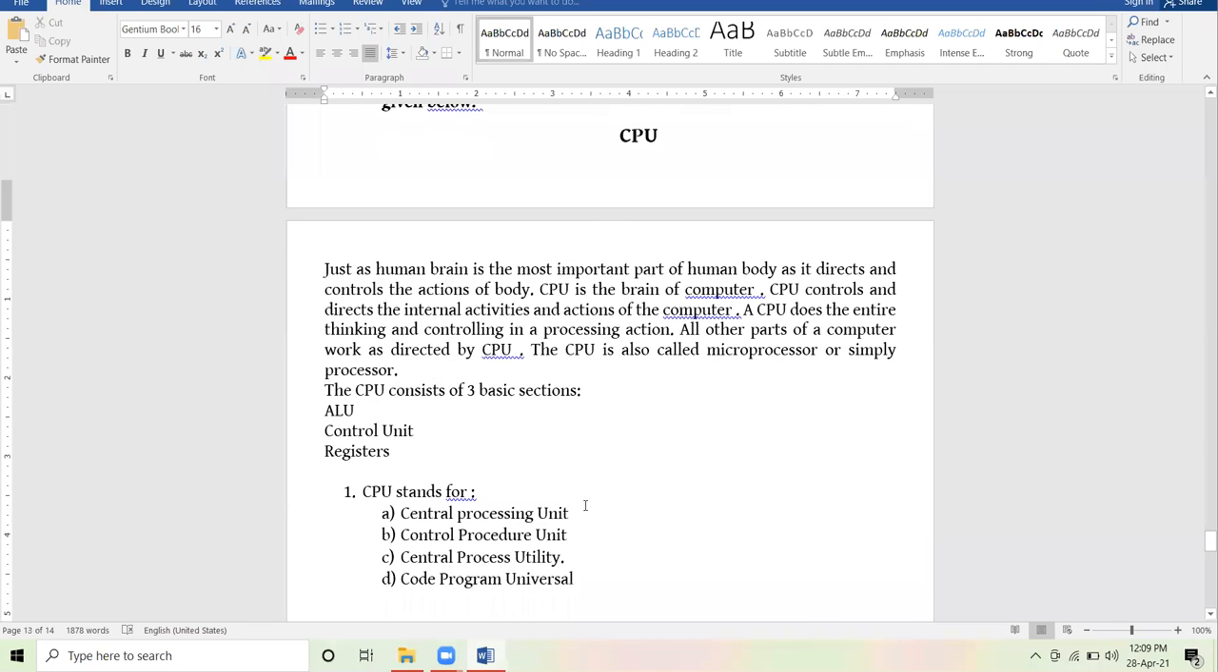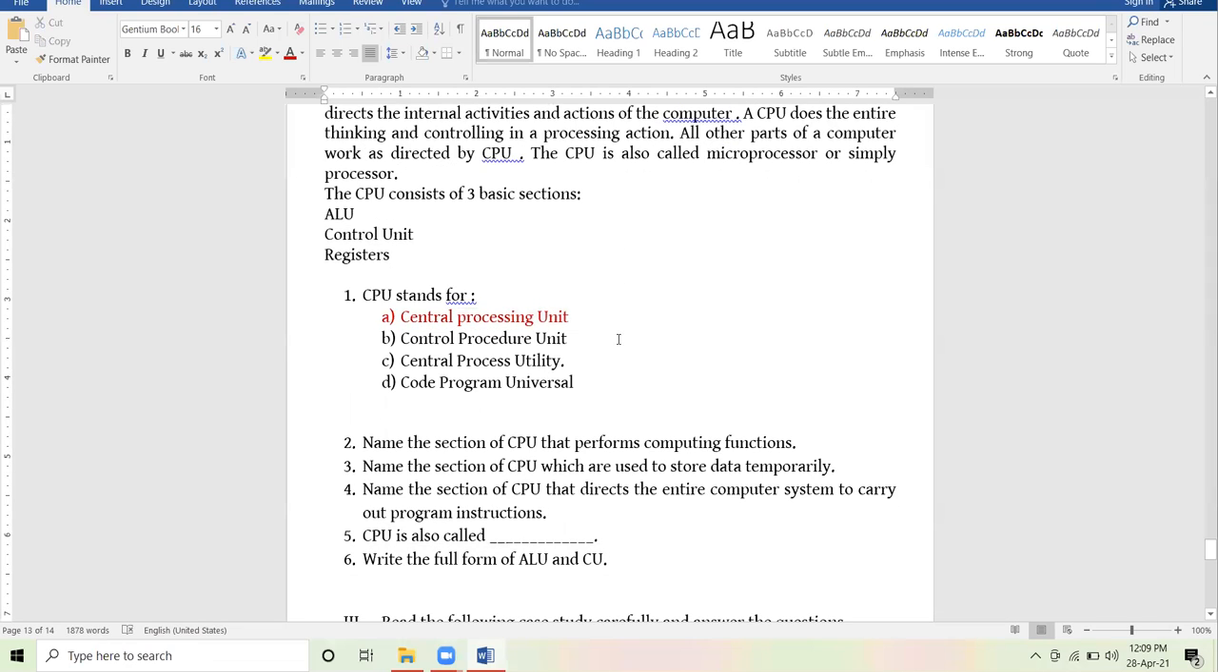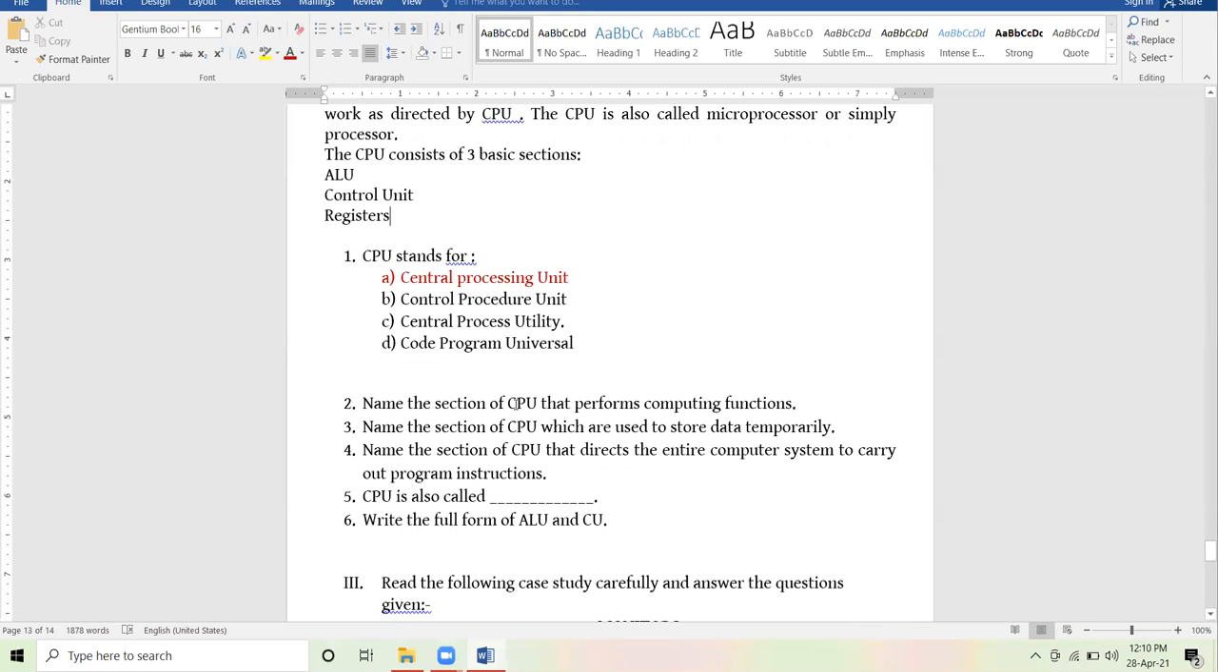Now let us start the questions. CPU stands for, yes, Chaitanya, unmute yourself. The central processing unit. Very right, Chaitanya, very good. Central processing unit. Chaitanya, I'm very happy with you. You daily attend the lecture, your video is always on, and you daily focus on the topic. Good. Keep it up.